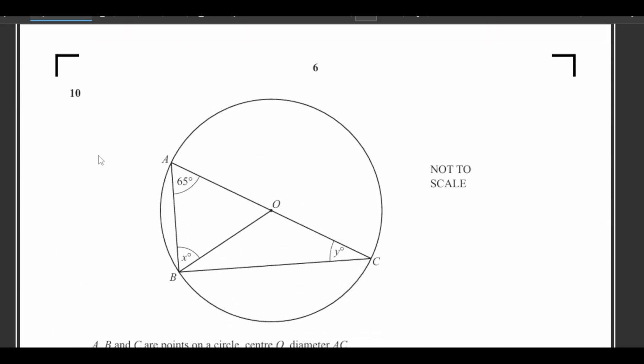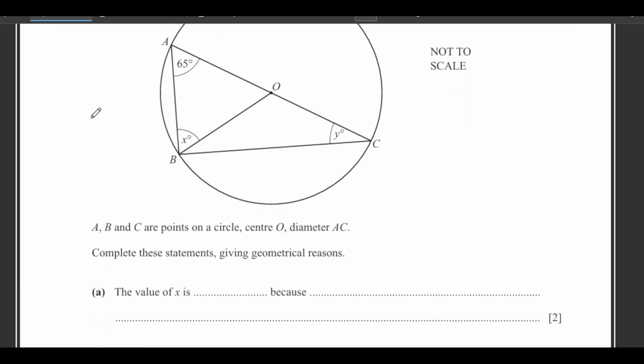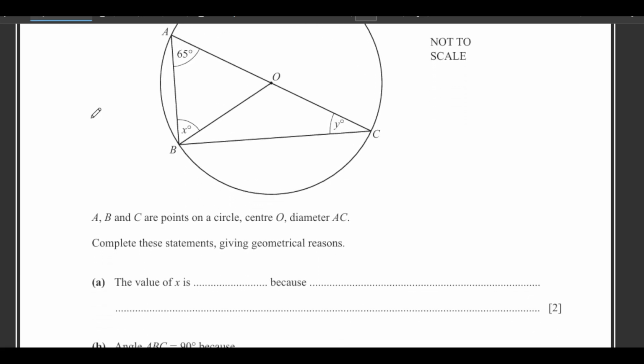Now, let us move to next question. We have a question here from circles. Let us see what we have. A, B, C are points on the circle. You can see we have this A, B and we have C on the circle, and AC is a diameter.